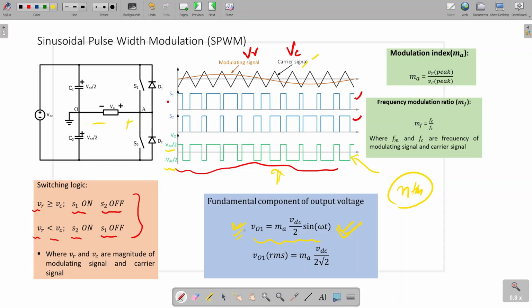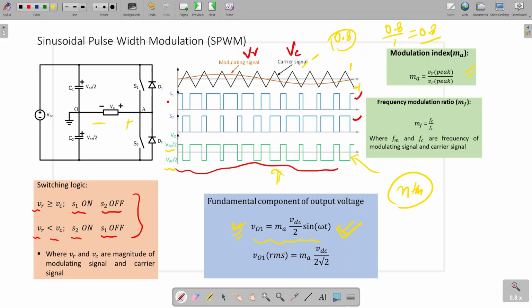So this formula we have to remember, and these are some terms like modulation index. Modulation index means the peak value of the reference signal, the modulating signal, divided by the peak value of the carrier signal. The carrier signal goes from minus 1 to 1, so its peak will be 1. Let's say the peak of the sine wave is 0.8. Then the modulation index will be 0.8 divided by 1, that is 0.8.